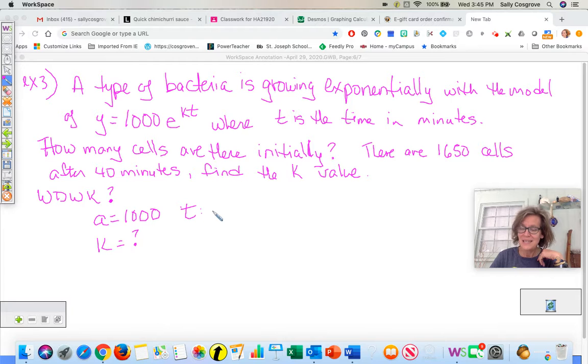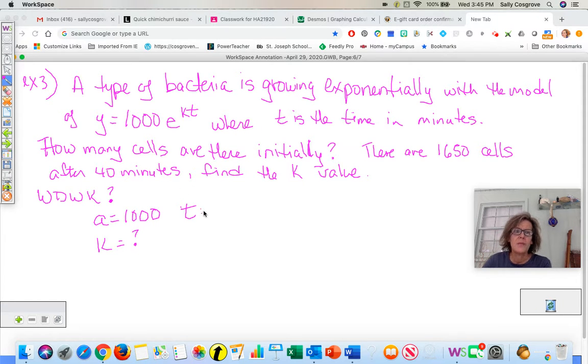Okay. t, according to our problem, is 40 minutes. Be careful to note the units. On the problems we worked before, t was time in years, when we did continuous compounding, when we're looking at how money grows. But for this one, notice it says t is time in minutes. So t is 40 minutes. What else? We've got a, e, k, t, and then f of t, or y.